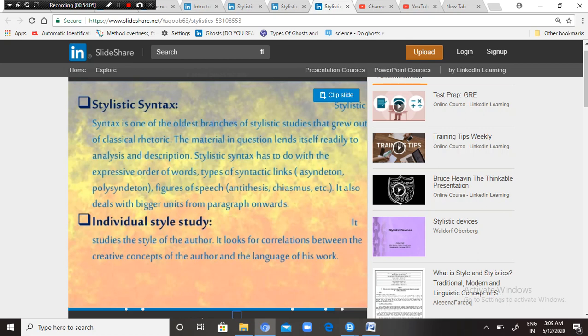Individual stylistic study: study of the style of the author. It looks for a correlation between the creative concepts of the author and the language of his work.